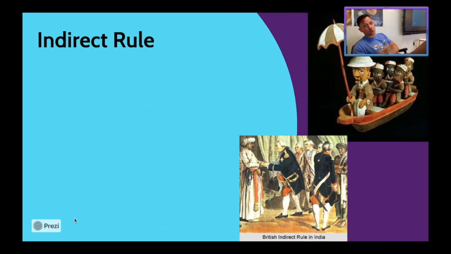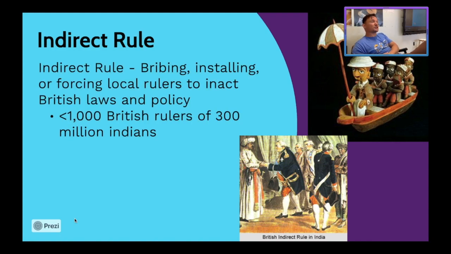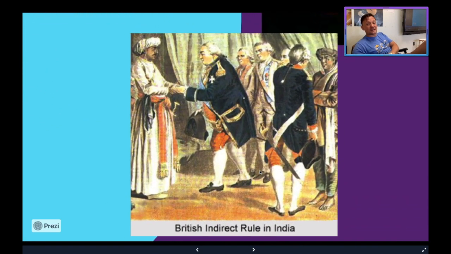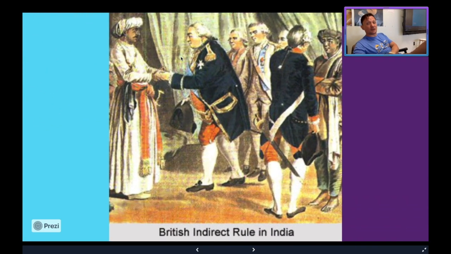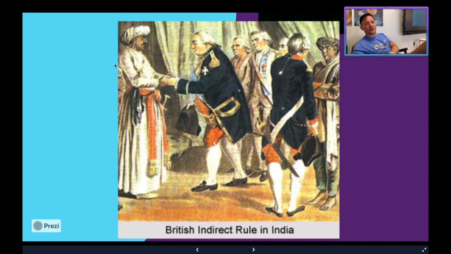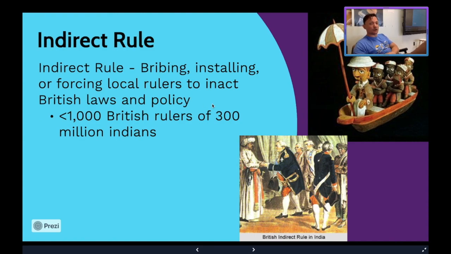Now, indirect rule is going to be a big component of this as well. The British are going to show up and suppress the Indian people by using their own rulers, all right? When the British showed up, they actually didn't just go in with their military like they did to China. They originally started by bribing and installing or forcing local rulers to enact British laws and policies, right? This right here, for example, is an example of indirect rule. This is a British commander of the military in the East India Company making a deal with a local Indian Raj, for trade port access and other access to goods as well.